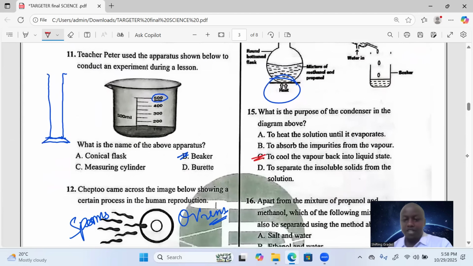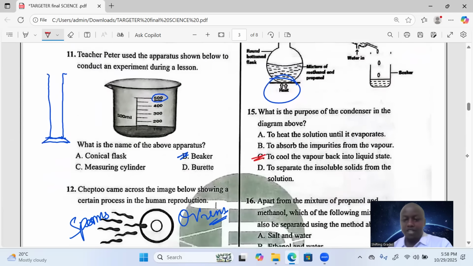20. Now the experiment shown below was carried out by grade 9 learners. And one thing you're supposed to notice is that this paper is focusing so much on grade 9 work. Every time you're told grade 9 learners were doing this, you should know that grade 9 work should not be taken lightly, something that we're supposed to be very serious with.